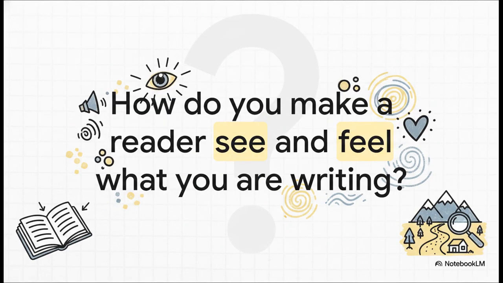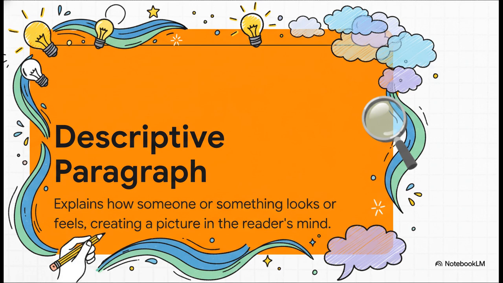So, let's start with a really big question, something every writer thinks about. How do you actually make a reader see and feel what you're writing about? How do you pull them right into the world you're creating? Well, the secret weapon for that is what we call a descriptive paragraph. Its whole job is to explain how someone or something looks or feels, basically to create this amazing picture right inside the reader's mind. And that's exactly what we're going to focus on today.